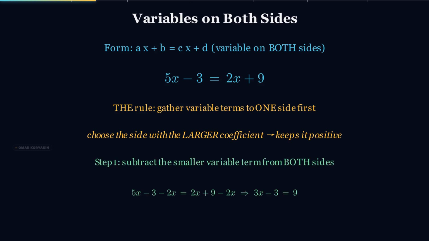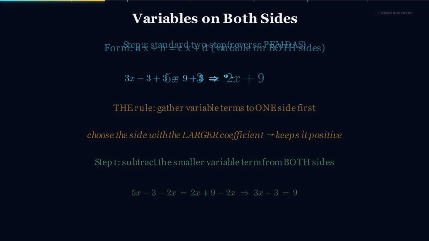Step 1 in the workflow. Inspect the two variable terms and decide which side to gather to. Choose the side with the larger coefficient, so the resulting combined coefficient is positive. In the equation 5x minus 3 equals 2x plus 9, the larger coefficient is 5 on the left, so we gather to the left by subtracting 2x from both sides.